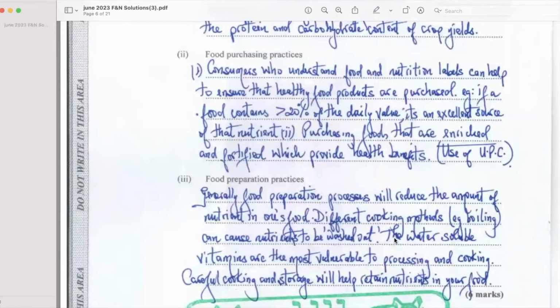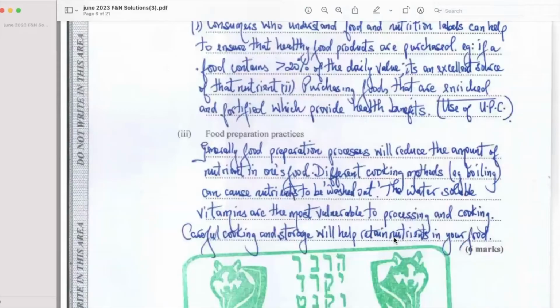The next one is food preparation practices. So they're saying that the food preparation process can reduce the amount of nutrition in food. Different cooking methods too can be a factor. So boiling can cause the nutrients to be washed out. So you're making soup and stuff, so all the nutrients will come out of the food item and go into the liquid. All right. Let's go to the next question.